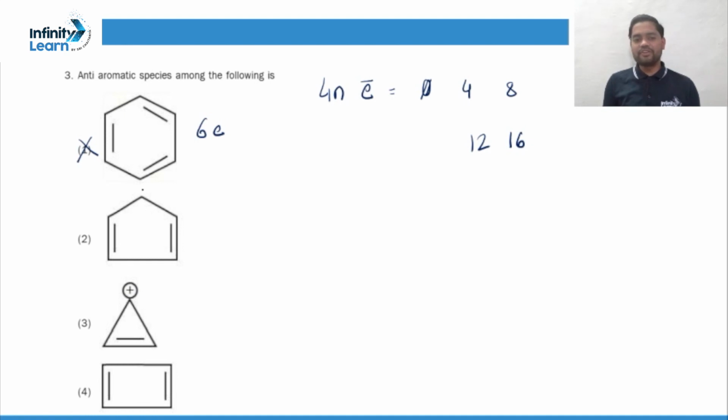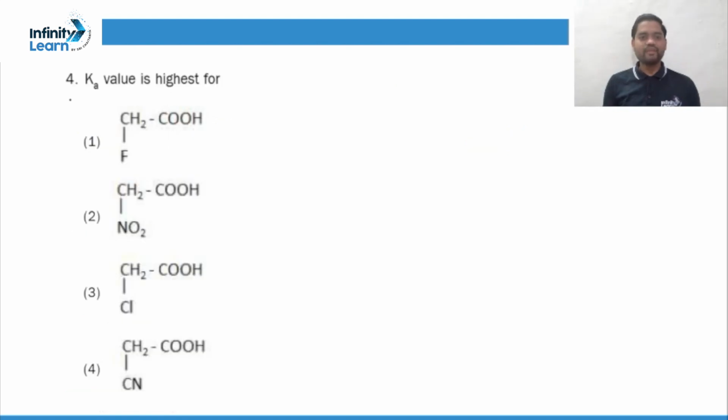This one has 4 electrons, but it is not completely planar, it is sp3 hybridized, so it is non-aromatic, not the right answer. This has 2 electrons, not the right answer. This is the right answer, or rather you should remember that cyclobutadiene is anti-aromatic in nature. So question number 3, the right answer is option number 4.